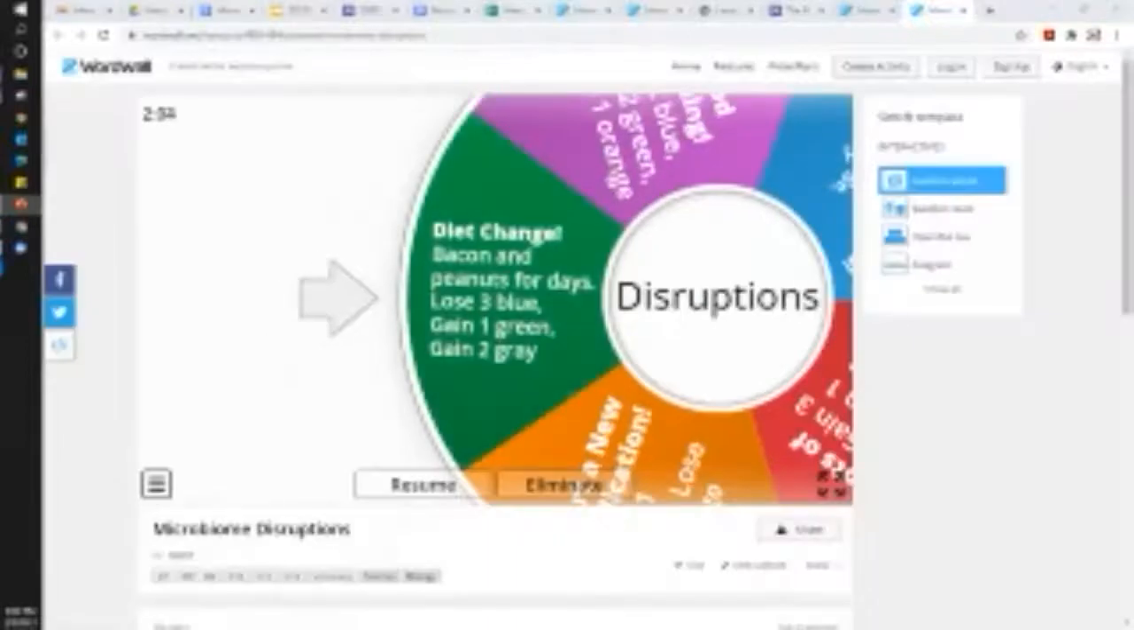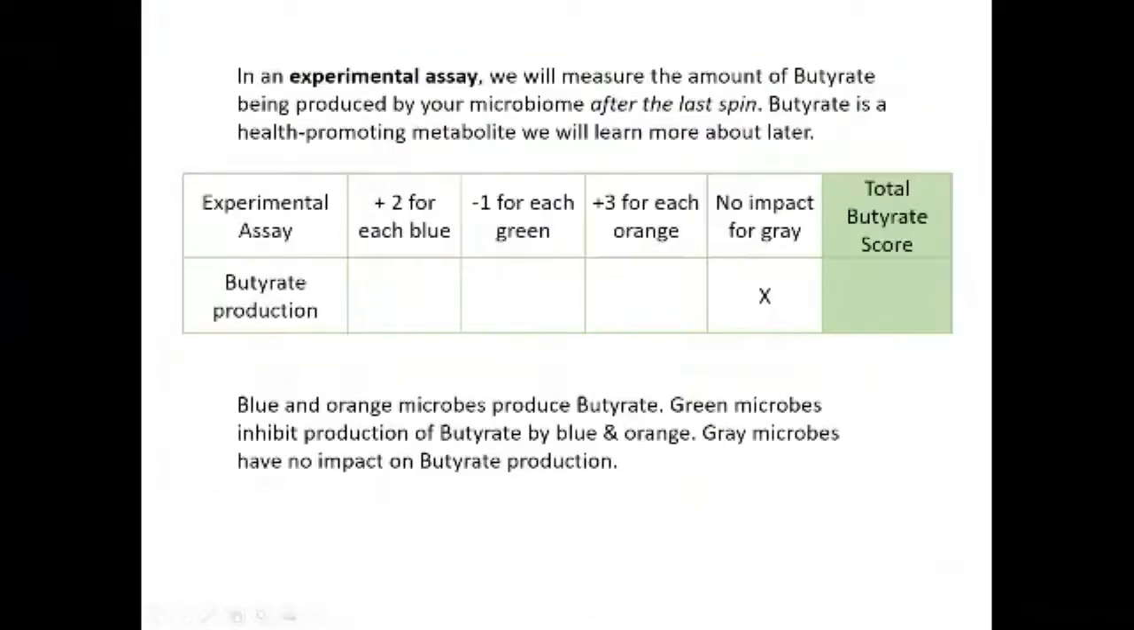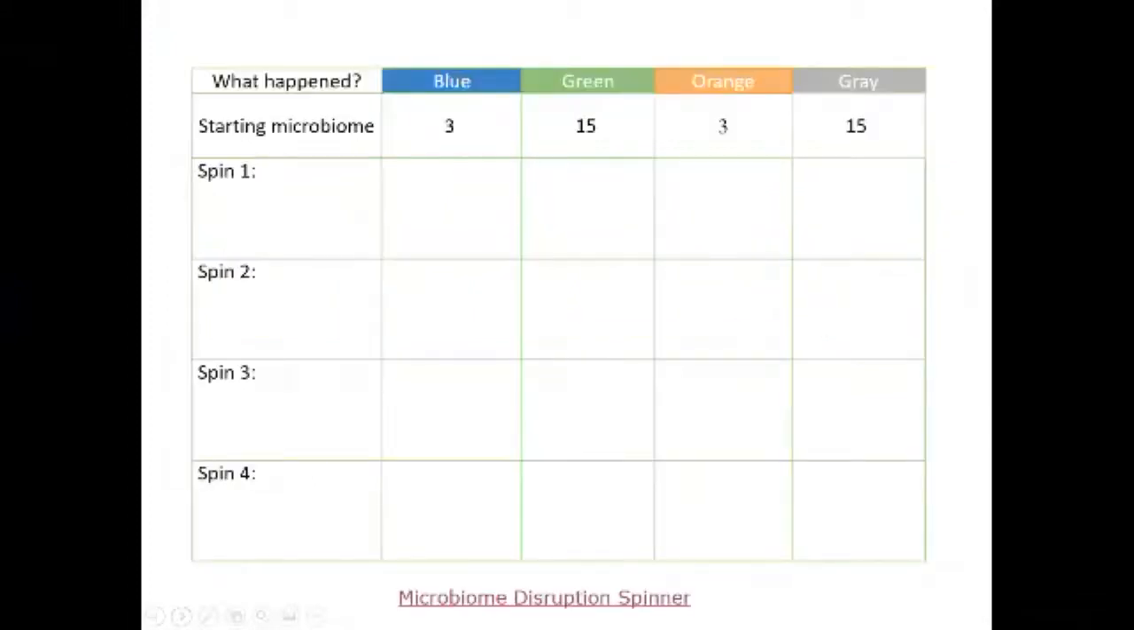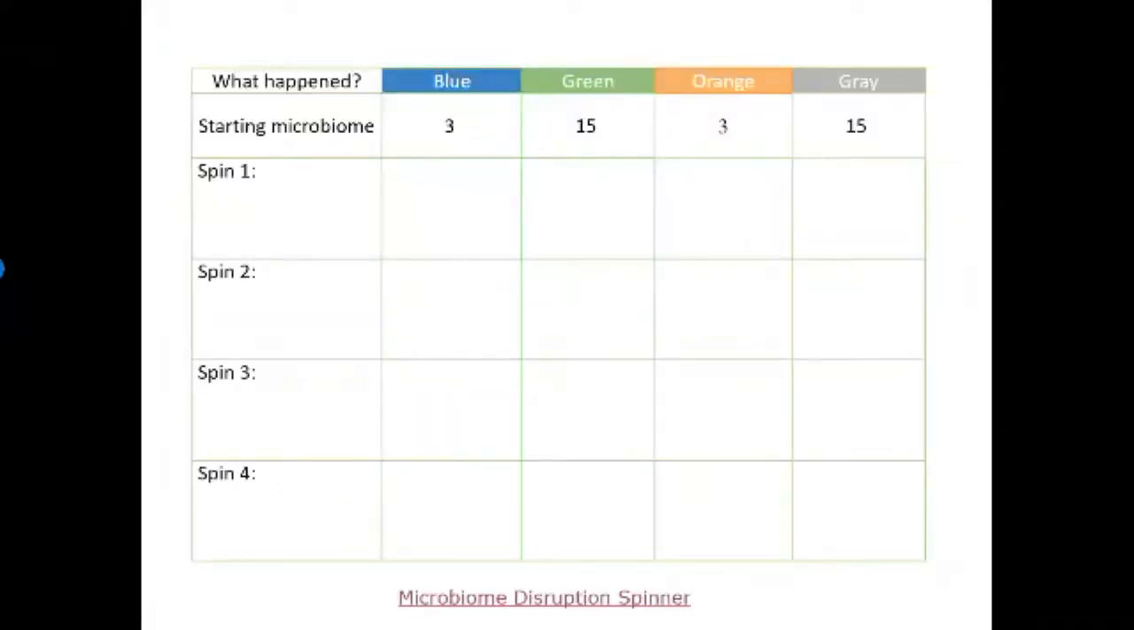Let's head back to here, which hopefully somebody has one filled out. And what we need to do is look at the last amount. Actually, if somebody could just tell me, and I will write in, how many blue did we have at the end of that? 0. Lost those, like in spin 1, maybe. How about green? 11. Orange? 1. And gray? 16.